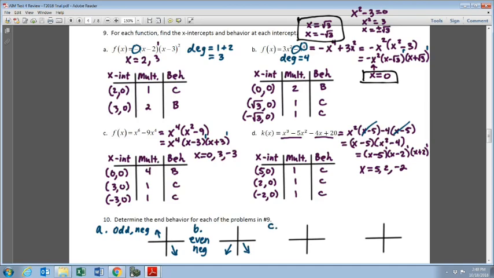Alright, and then letter C. Notice 6 is going to be our degree here. And we do have a positive 1 out there, so we are positive. So we're even and positive, which means we're going to be kind of like B, but this time we're up on both sides. So we're going to rise on each end. And then the last one, D. Notice our degree here is 3, and we're positive. And so that would be odd and positive. And so that is the John Travolta. Or again, it acts like y equals x cubed. It's going to fall on the left and rise on the right. And that does it for number 10.